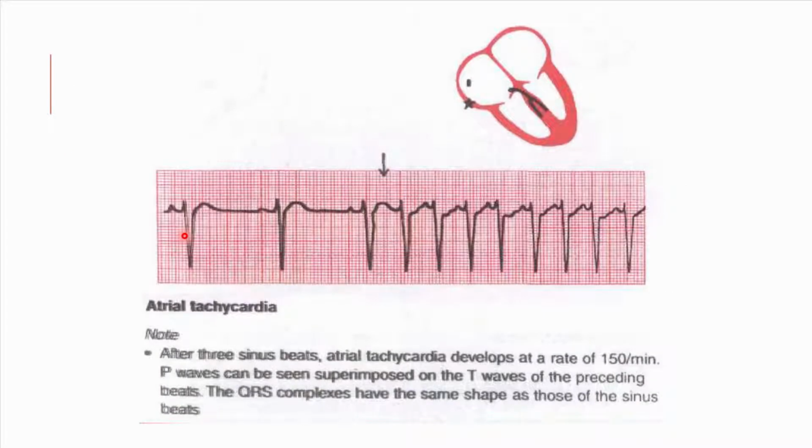So here is an image that is showing you atrial tachycardia. After 3 sinus beats, so you have the first sinus beat here, a P wave, a QRS complex, a T wave, a P wave, a QRS complex, a T wave, a P wave, the QRS complex, and the T wave. Then all of a sudden the P wave here is superimposed on this T wave that preceded this beat over here. So you can see that this P wave here is superimposed on this T wave. Then obviously you have a normal QRS complex throughout, indicating that the impulse is being carried normally within the ventricles.